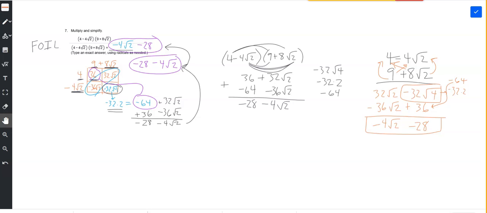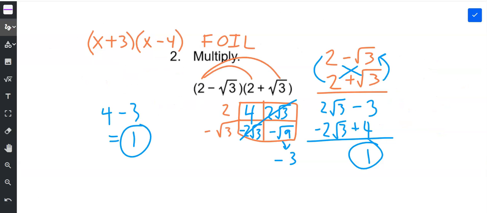Doesn't matter to me which way you do it, as long as you get it done, the way, show the work based on the method you choose. Okay, thanks. So this question is just a FOIL question. Don't make it anything more than it is.